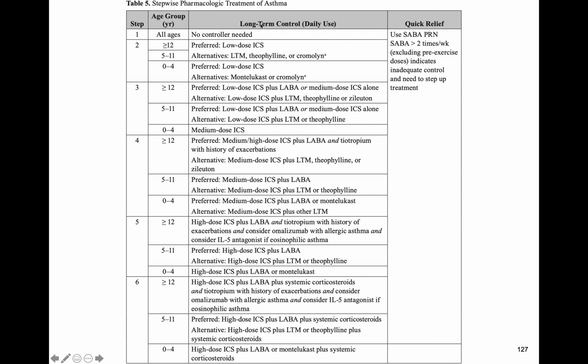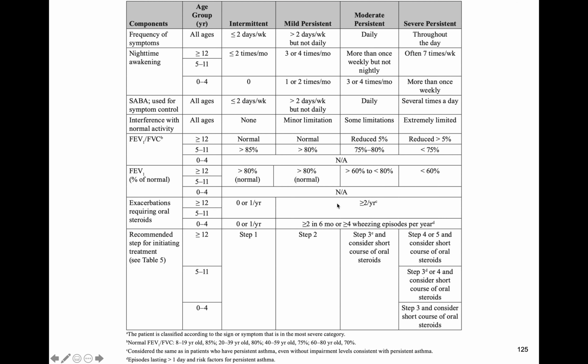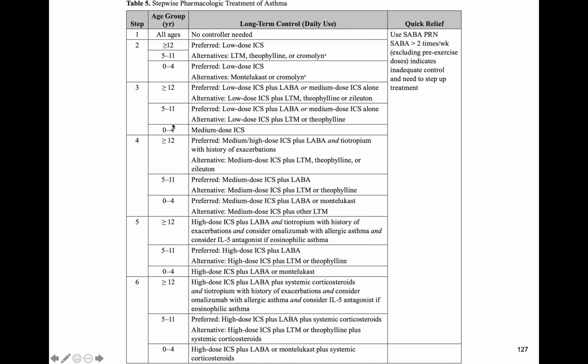So this is the drug treatment chart. Going back to the prior example, I would start here at step 3. In an adult, I would add a low-dose inhaled corticosteroid plus a long-acting beta agonist, or just give them a medium-dose inhaled corticosteroid. And then also everyone gets the albuterol, right? The short-acting beta agonist albuterol.